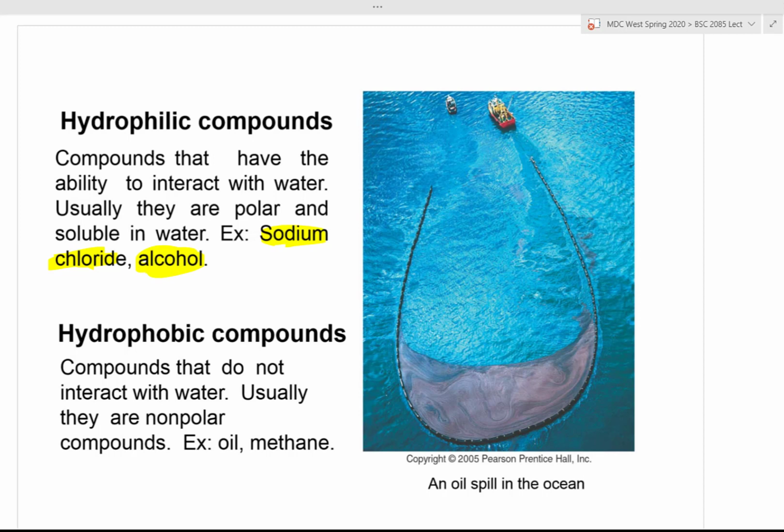But then a hydrophobic compound, for example here, oil or methane. As you can see here, an oil spill in the ocean can actually be separated by eyesight on the ocean. And that's one of the biggest problems that we have, since we have so many oil rigs in the middle of the ocean. This is a pure contaminant, not only to the ocean itself, but to the fish and to our life, because we depend on it. How many of you eat fish?